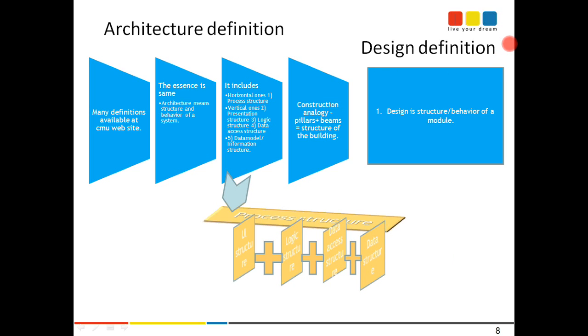Now let me give you an easy definition of a design. A design is nothing but the structure and behavior of a module. The difference between architecture and design is that it fundamentally looks at a lower level of granularity, where it is talking about a particular module, what is the structure and behavior of a module. It's like a part. To make it easy, let me give you the next analogy in the next slide.